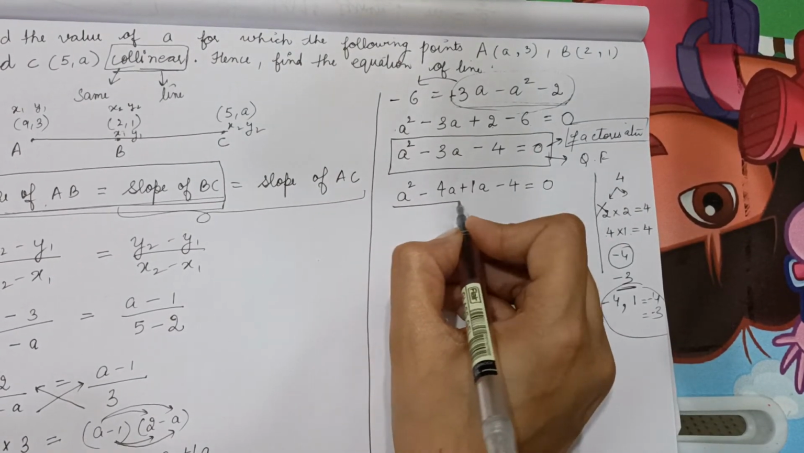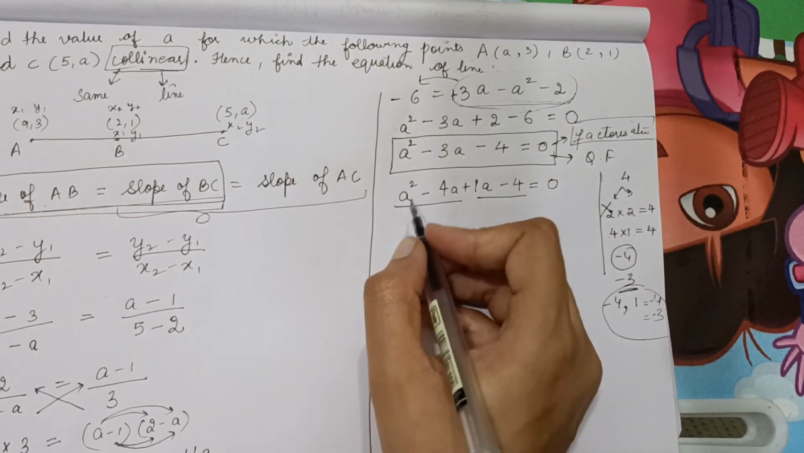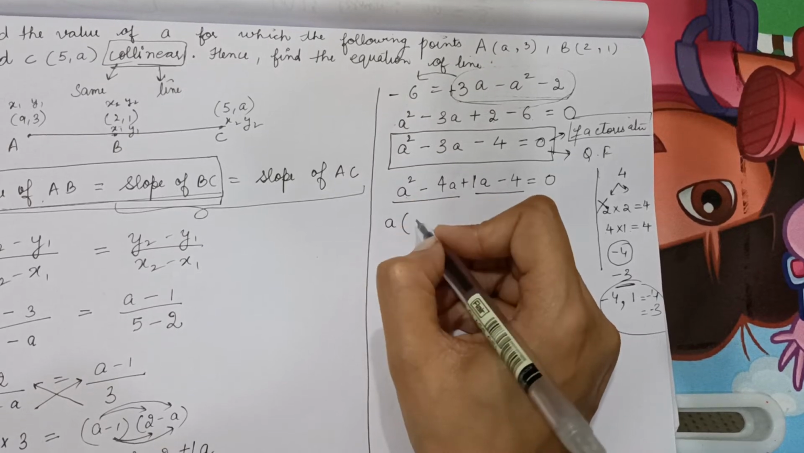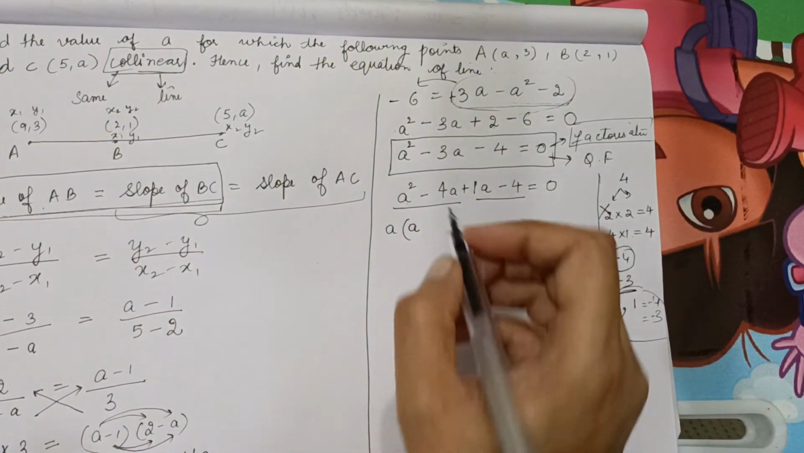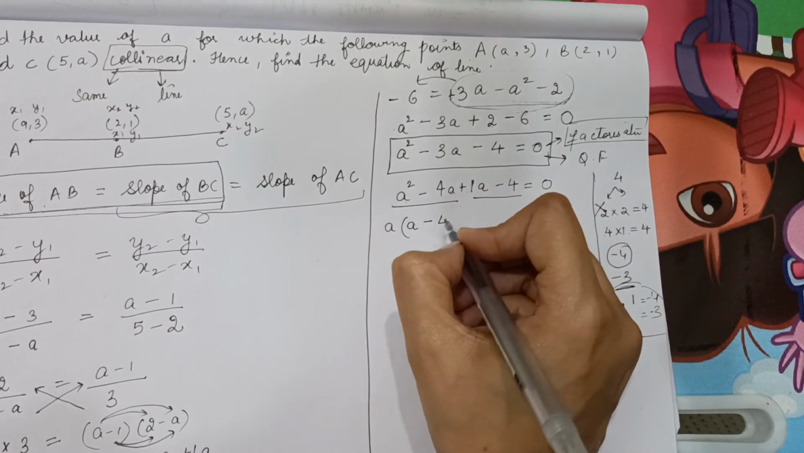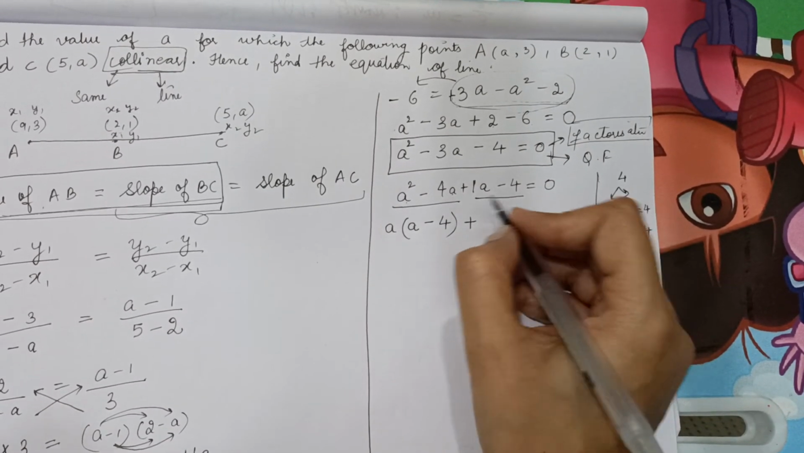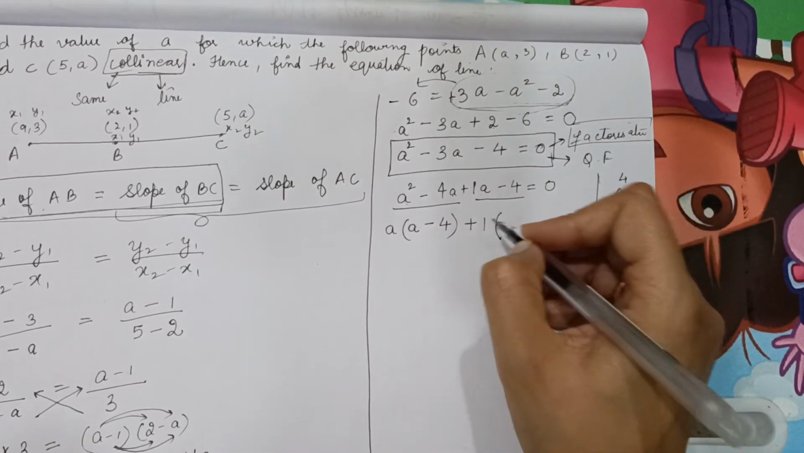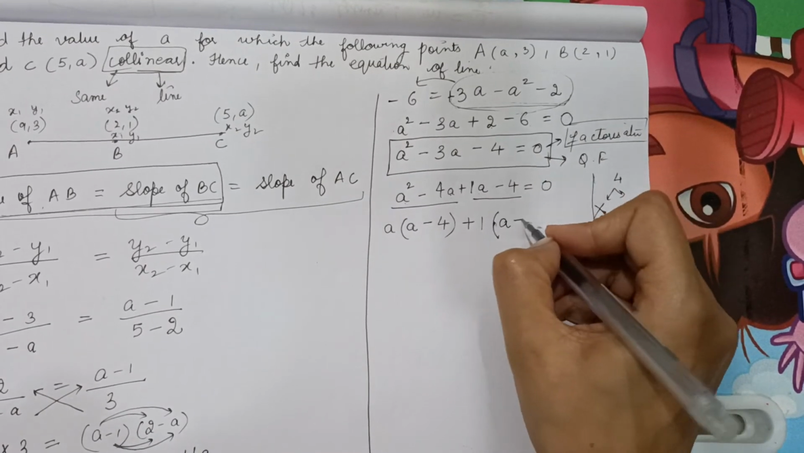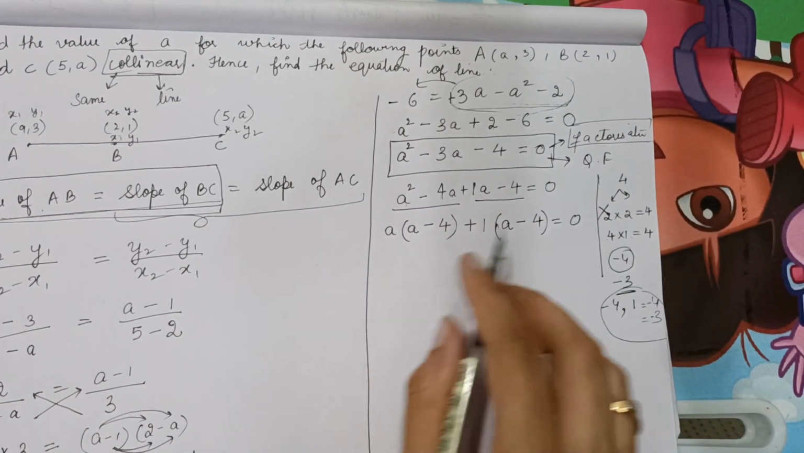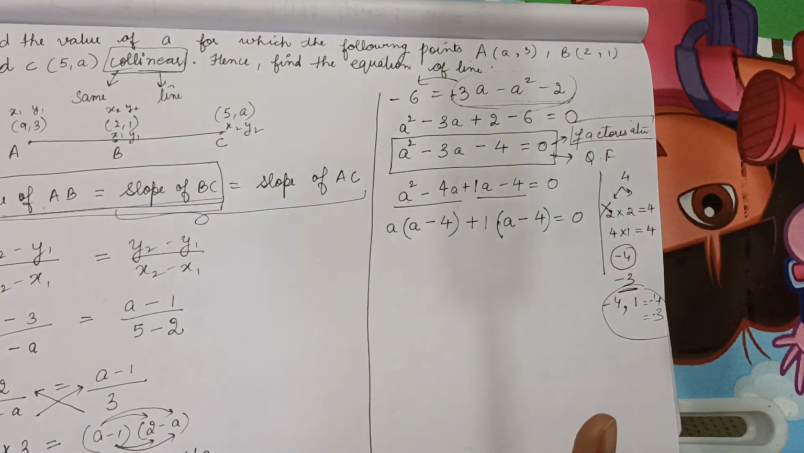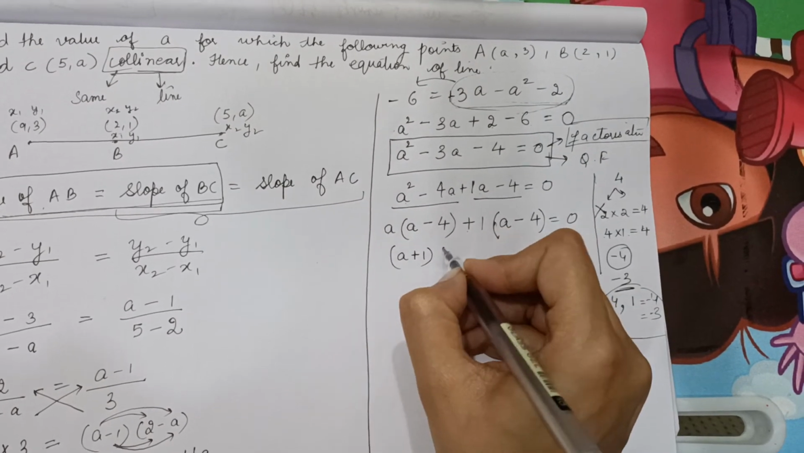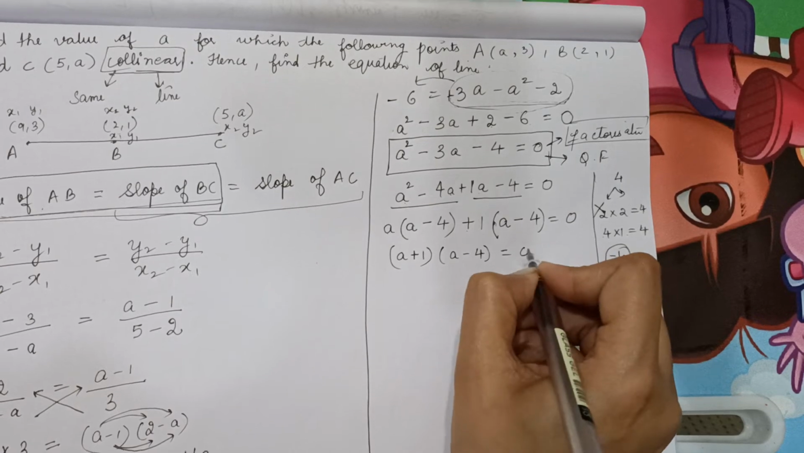So a square, this is my first pair, this is my second pair. From here we can take common. So a is common here. So a square means a is left, minus again a is common, so 4 is left behind, that we are writing. Here nothing is common, that means 1 we have to write. Whatever is left, that we will write in the bracket. So a minus 4. If these two brackets are the same, that means the sum till here is correct. So a plus 1 into a minus 4 is equal to 0.